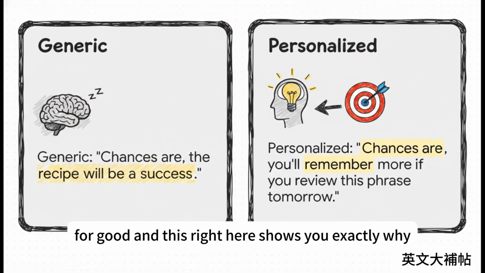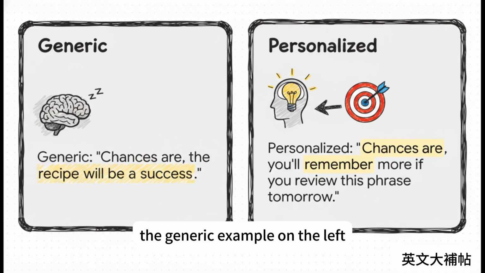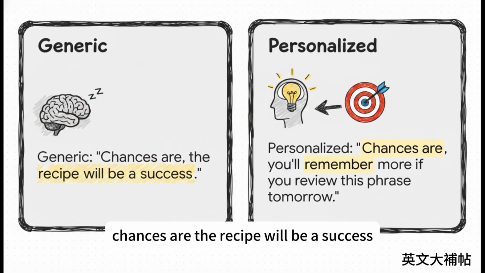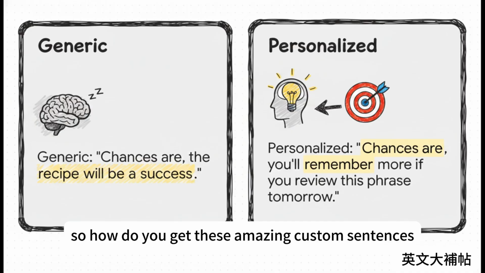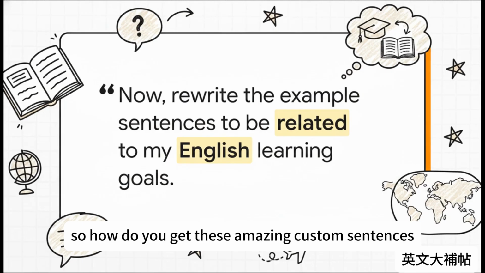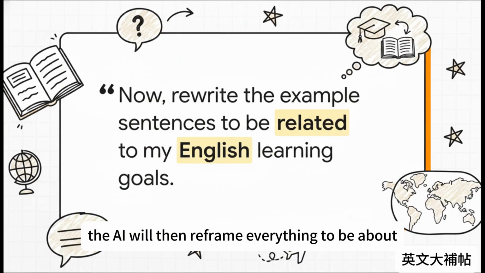And this right here shows you exactly why personalization is such a game changer. I mean, look at the difference. The generic example on the left, chances are the recipe will be a success. It's fine, whatever. But the personalized one on the right connects directly to you and your goals. It's way more memorable because it's about your own life. So how do you get these amazing custom sentences? You guessed it. Another super simple prompt. You just follow up and ask the AI, now, rewrite these sentences to be about my English learning goals, or my travel plans, or my job. The AI will then reframe everything to be about your world.